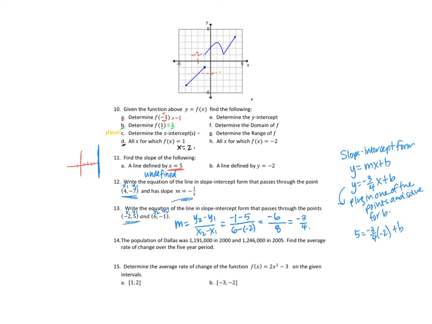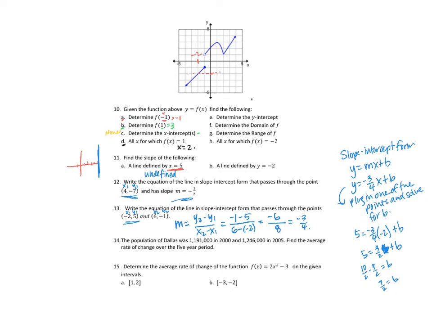And then I can solve that for b. So when I multiply those two together, that gives me 6/4, which I can simplify to 3/2. So I have 5 equals 3/2 plus b. And I can subtract that 3 halves over. And I get, let's see, how many halves are there in 5? There are 10 halves minus 3 halves is b, so that means that b is 7 halves.